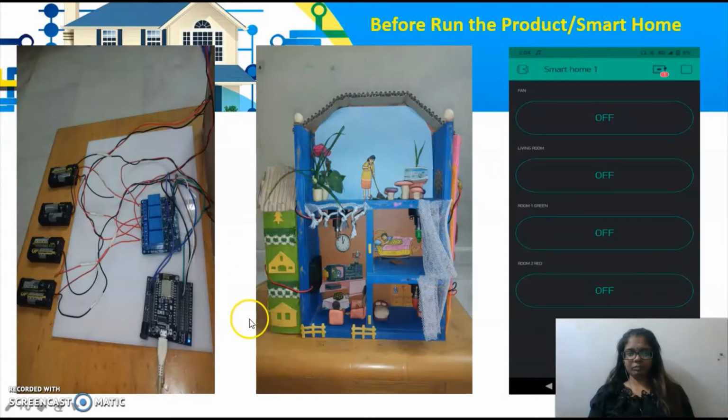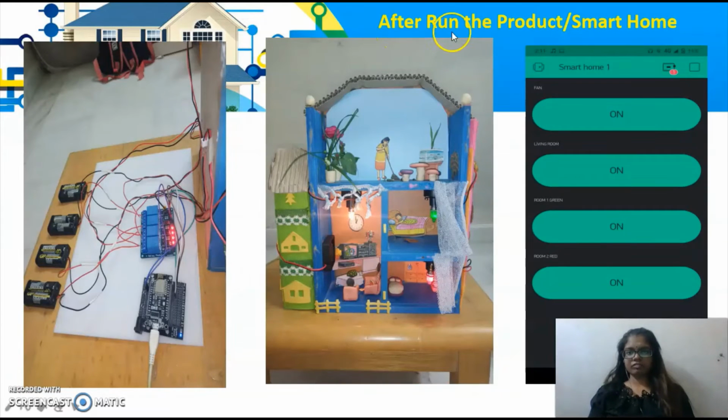Okay, let's see what happens after we run the product. After running the product, we can see the devices are working. The NodeMCU is connected to the laptop and Wi-Fi, and it is connected to the relay module, and the relay module is connected to the DC power supply one by one with positive and negative wires. When this is working, the home appliances also work, and make sure this button is turned on.